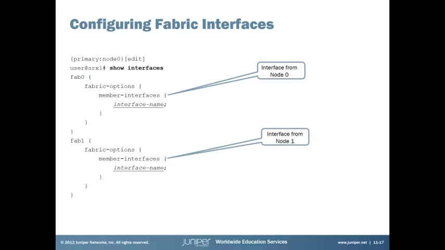Okay, so under the interfaces, we've got a Fab0, we've got a Fab1. So we've got the interface from node 0 and the interface from node 1 and the interface names. Okay, so these are our fabric interfaces that we're now setting up.